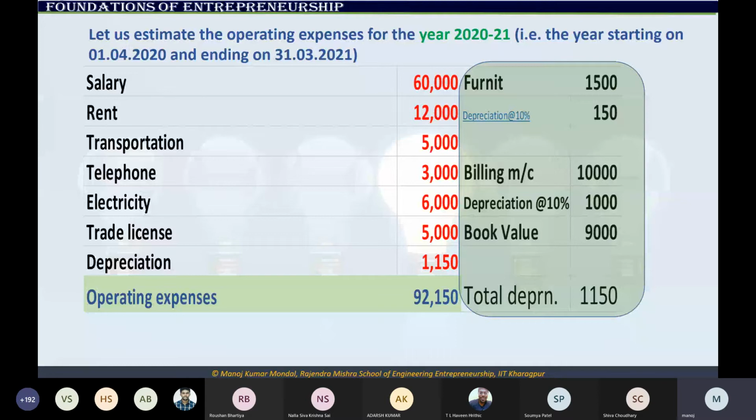We want to estimate what is our operating profit. Now salary is 60,000, rent is 12,000. These are operating expenses. What are operating expenses? The expenses that you incur and forget about it. It is gone out of your company. So it is gone means rent you have already paid during the year. Transportation expenses you have already paid. Telephone expenses already paid. Electricity already paid.